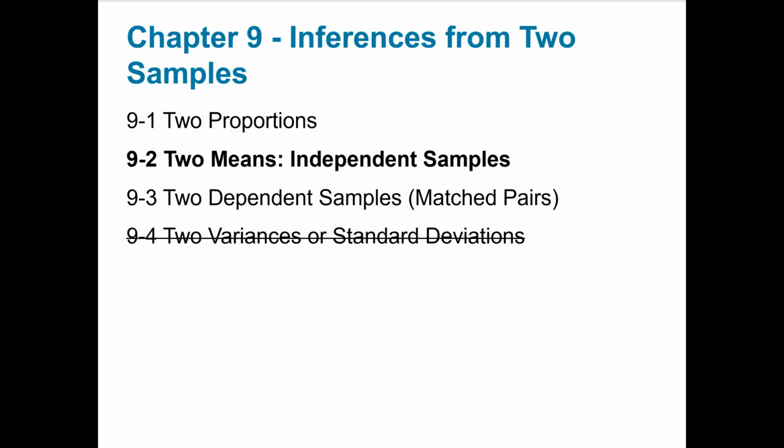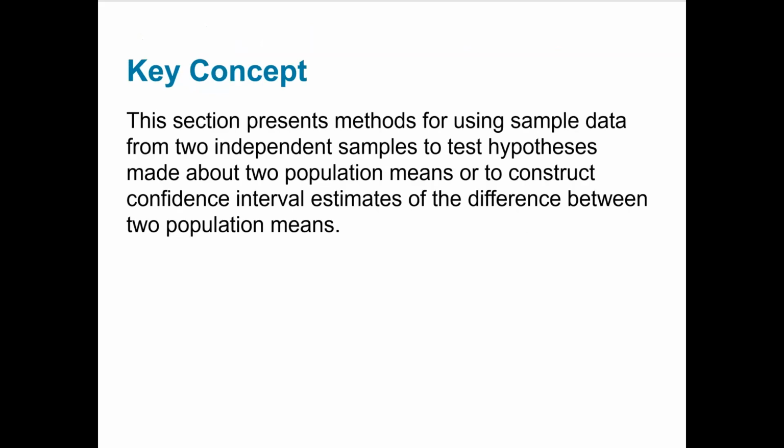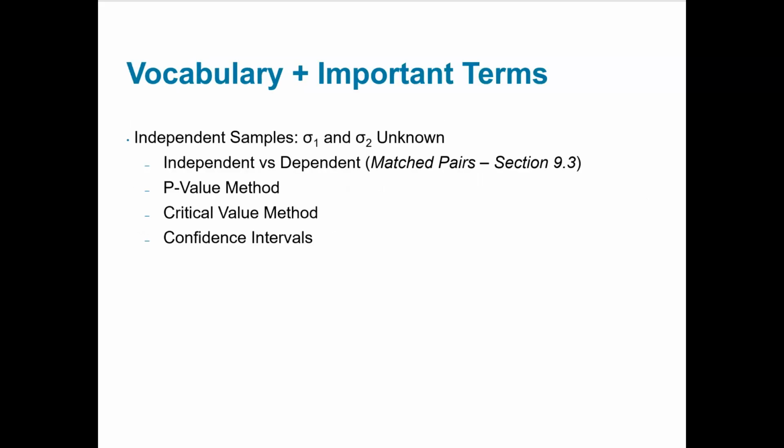We're going to continue to compare two samples, but now we'll be talking about two means from independent samples. In this section, we're going to be using sample data from two independent samples, and we'll hypothesis test and construct confidence intervals to estimate the difference between the two population means. Here, we're going to assume that the sigmas are unknown, and even at the very end, we'll talk about what happens when the sigma is known, and we'll just go back and assume that we don't know it.